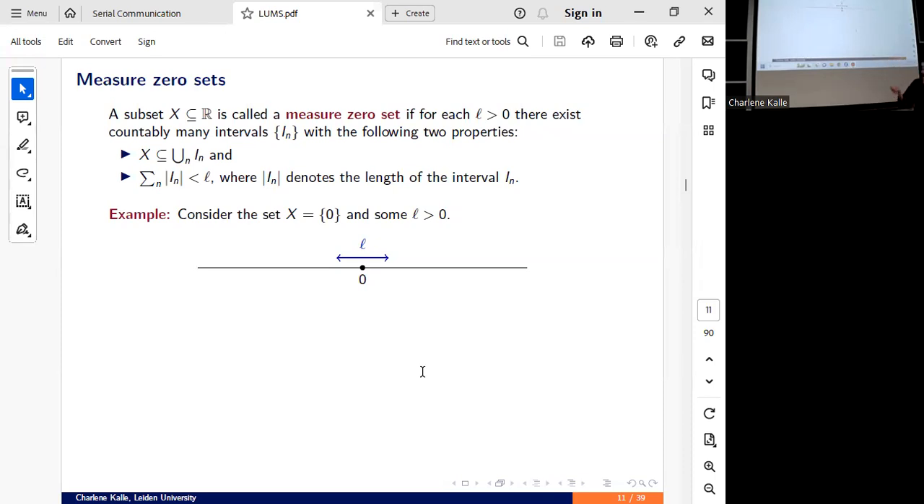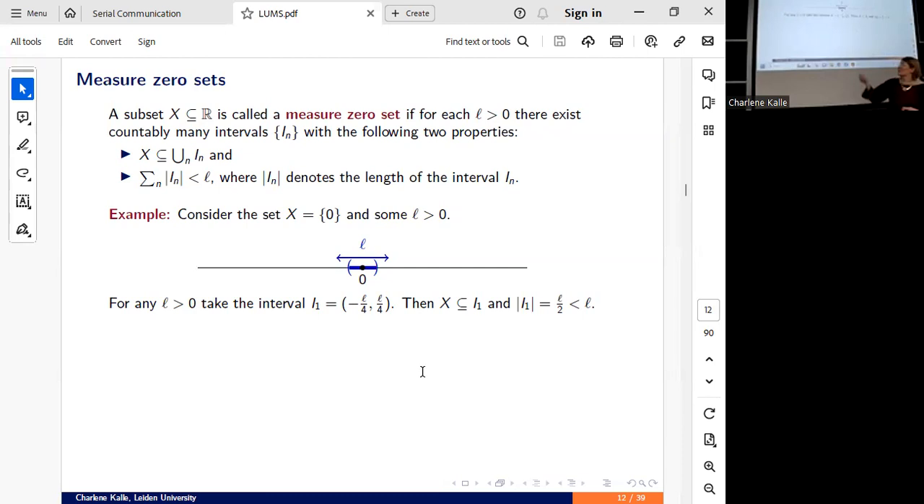Exactly, and the epsilon in this case will be L. Precisely. So if anyone gives us an L, we just take one interval, which goes from -L/4 to L/4, and then X will be contained in this interval, and the length of that interval will be L/2, so that will be less than L. So this shows that our single point set is a measure 0 set.